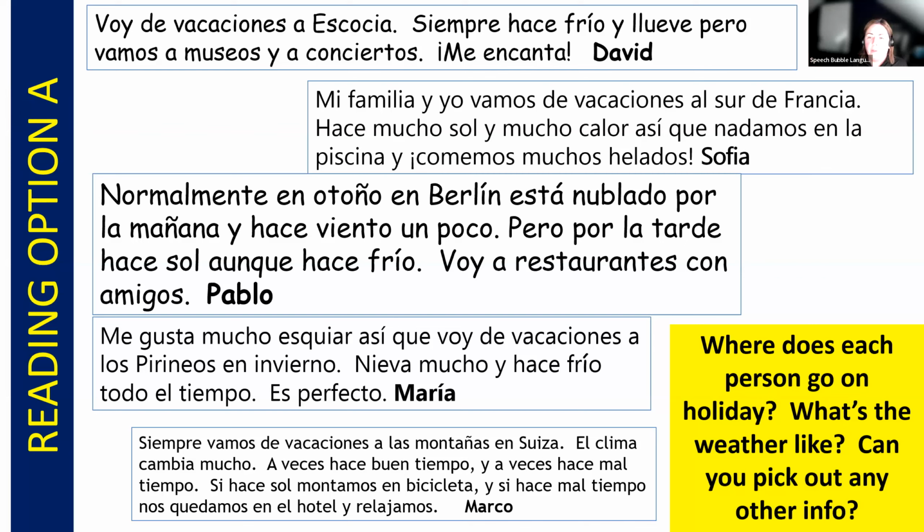Okay. I'm going to read the next one and let's see how we do with this one. And again, just picking out, where does a person go on holiday? What's the weather like? That's the principal object to this, but if we can get more, then that's great.